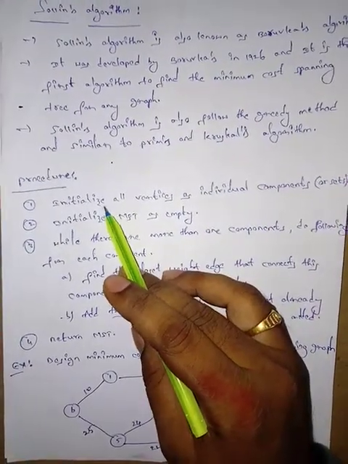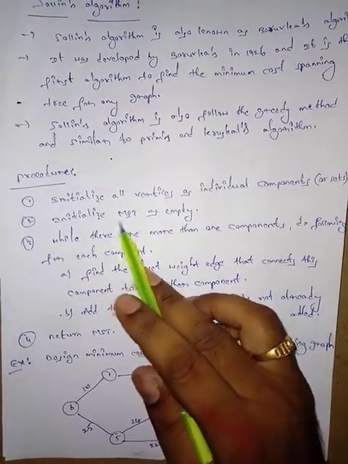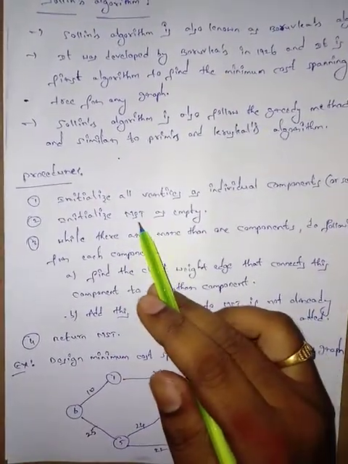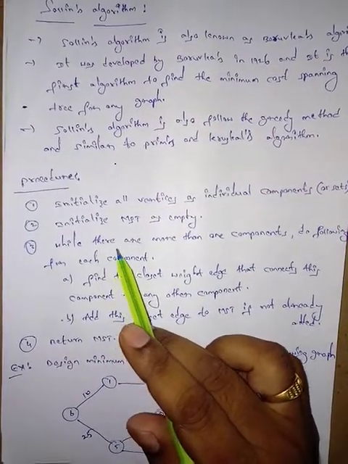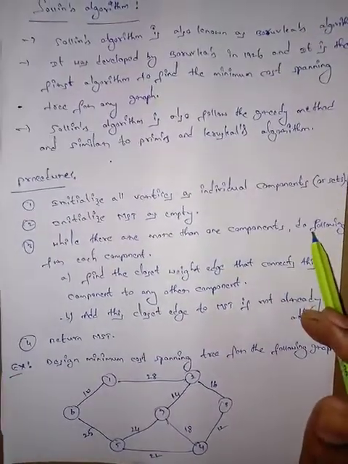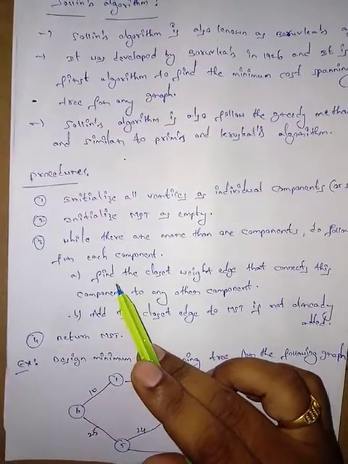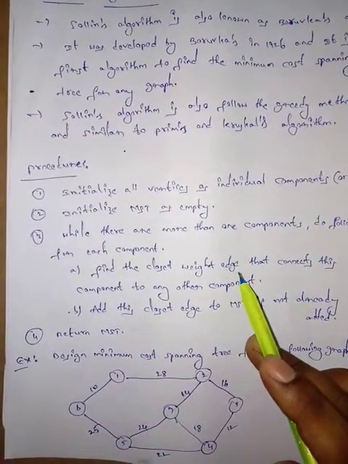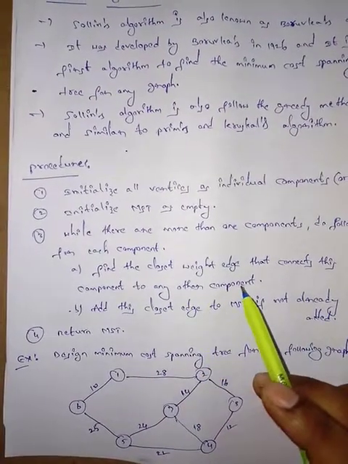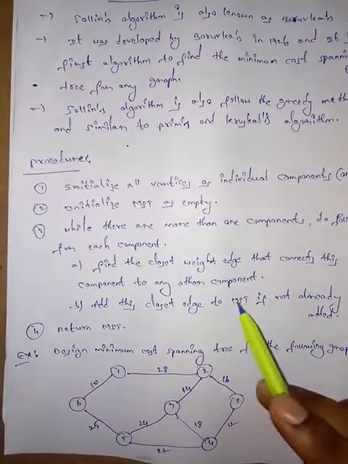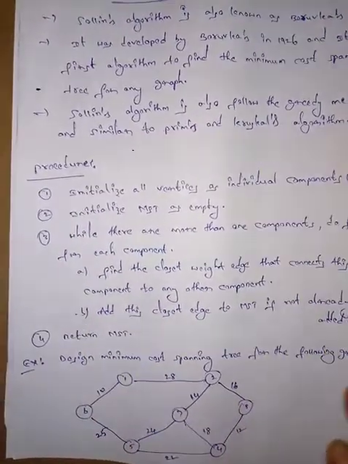The first step is to initialize all the vertices as individual components or sets. Initialize MST as empty. Here MST means minimum cost spanning tree. While there are more than one components, do the following for each component. First, find the closest weight edge that connects this component to any other component. Add this closest edge to MST if not already added. And the fourth step is return MST.